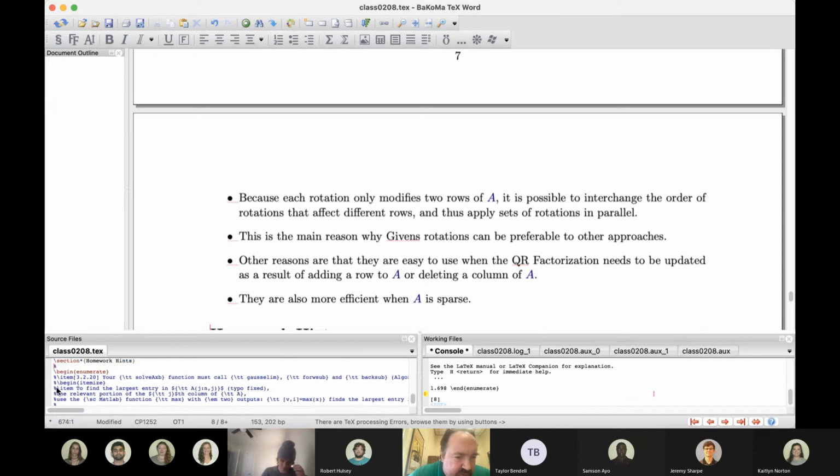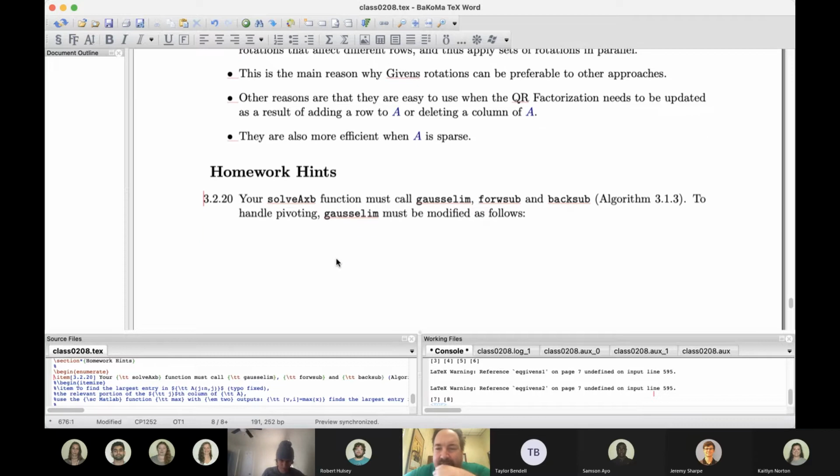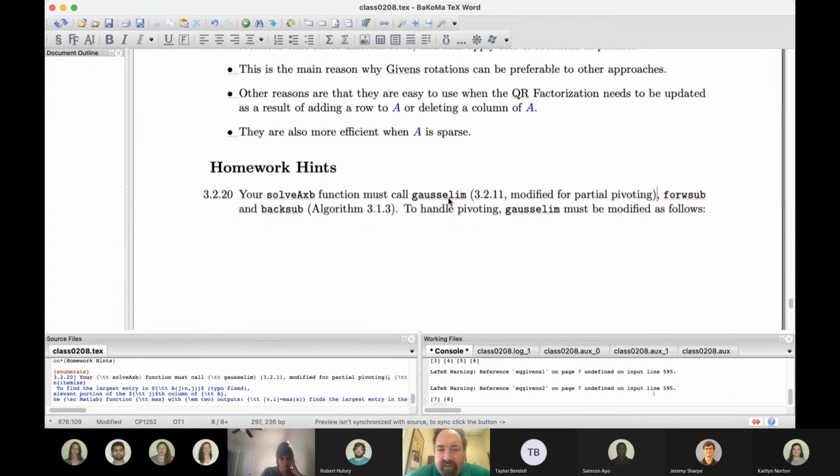All right. Now, one problem that is certainly a bear is 3.2.20. Solve AXB. Now, solve AXB by itself does very little. It delegates most of the work. Use your Gauss-Elim function from problem 3.2.11. I should mention that here. Except modified for partial pivoting, which is what I'll talk about in a little bit. But it's that version as opposed to the other one that was earlier.